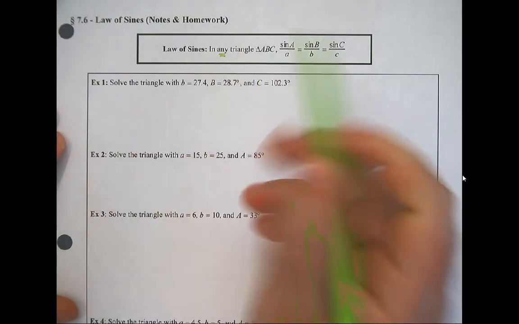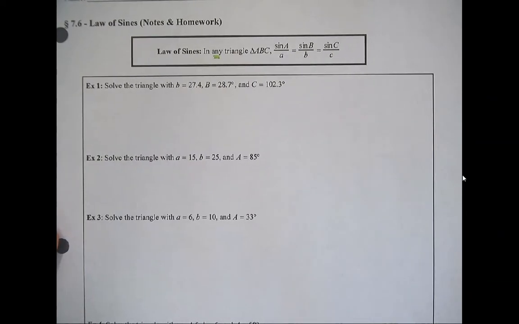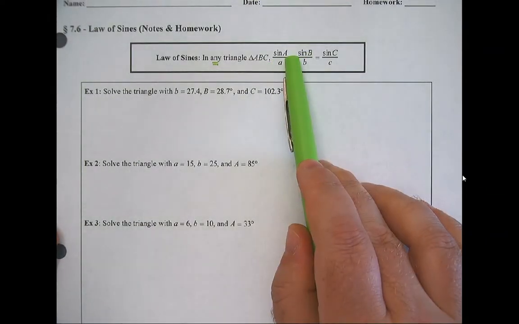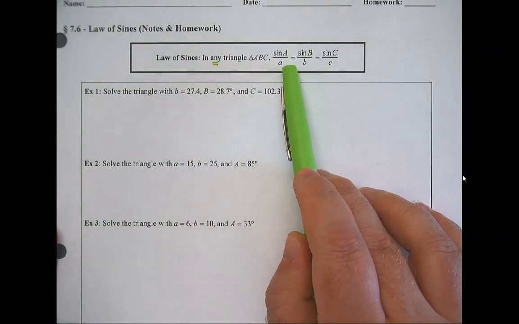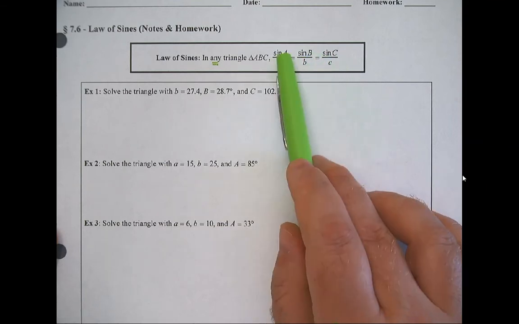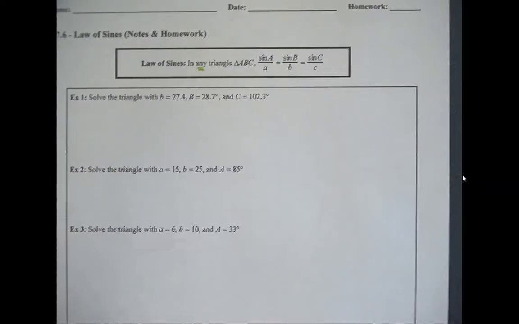for any triangle. SOHCAHTOA works for what kind of triangles? Well, they have to be right triangles. In any triangle ABC, sine of an angle over its opposite side is equal to sine of an angle over its opposite side is equal to sine of. So the ratio of the sine of the angle over its opposite side is equal from any angle's perspective.